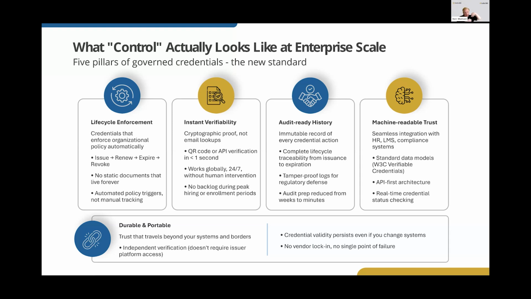And the fourth thing, remember there's five on this slide, and this is getting so important over the last couple of years, is it needs to be machine readable. It needs to be able to integrate with third-party systems: your HR system, your learning management system, whatever systems. They all need to be able to talk to one another, and one machine needs to be able to talk to another machine.